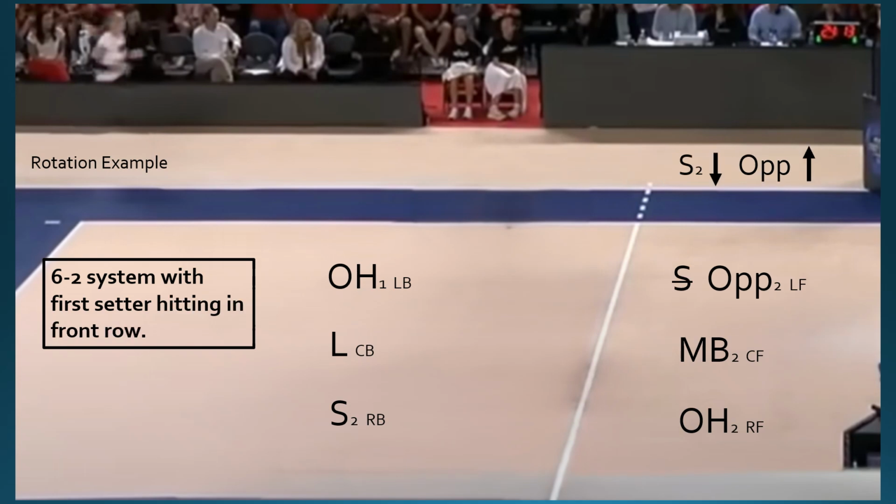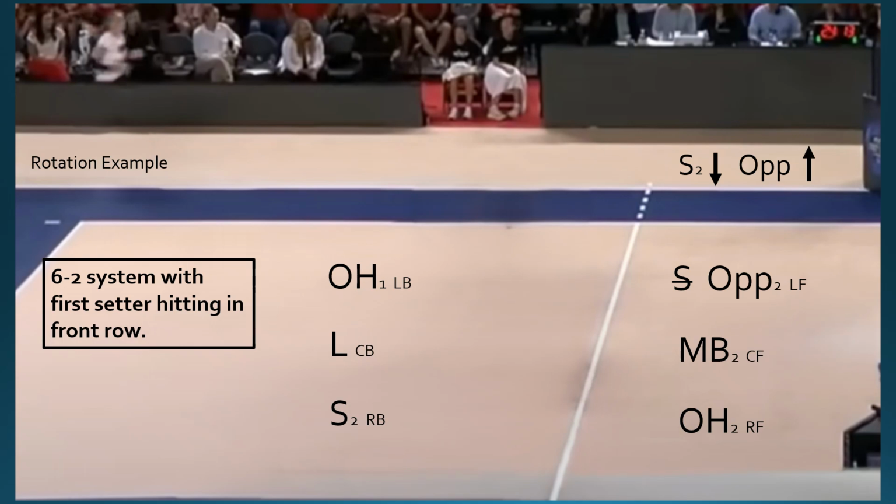For some teams using a 6-2 system, the second setter will come into play back row, but the first setter, instead of coming out, will rotate to the front row and play as an opposite. In other words, when she's in the front row, she's going to hit instead of set. In terms of our back row awareness for the setter, it's still the case here that our primary setter is always in back row for this team.